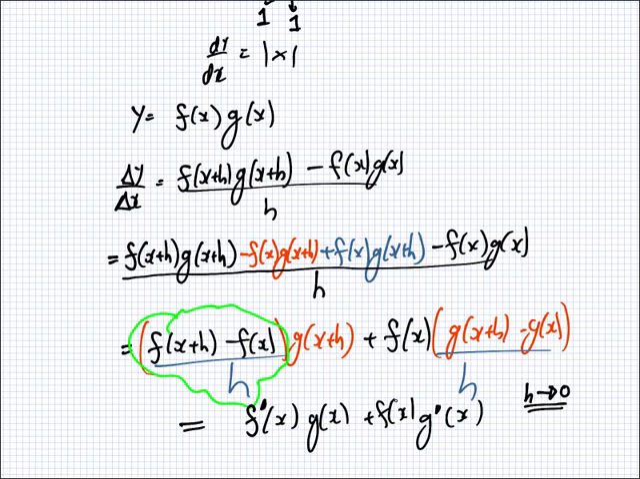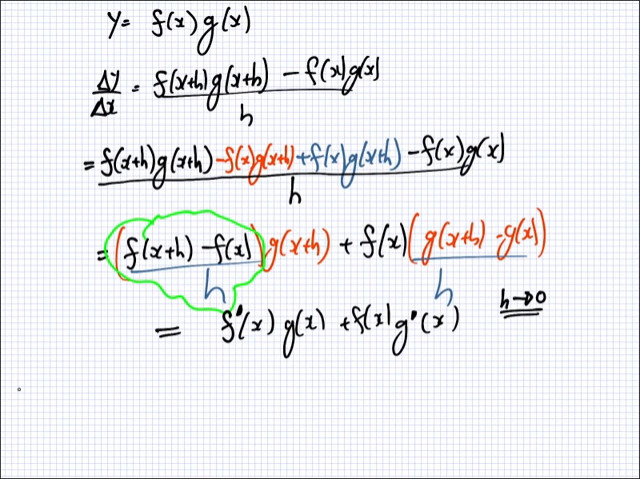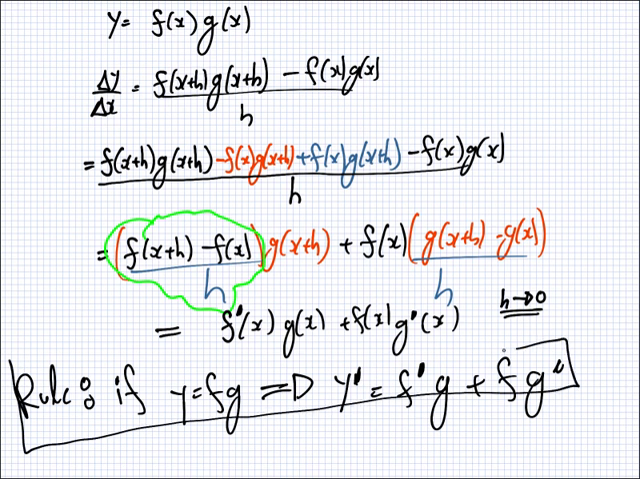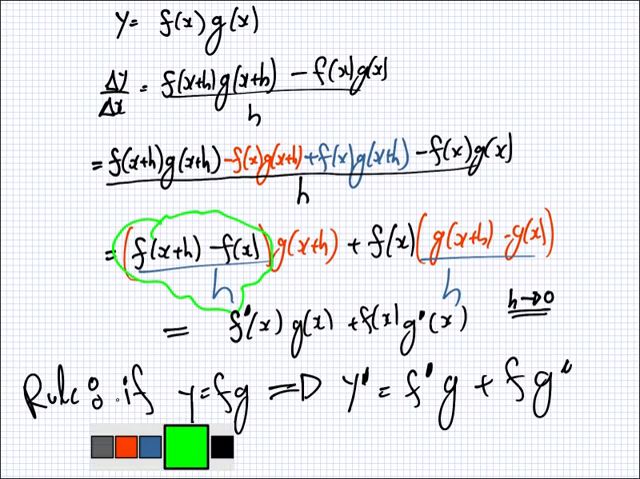So the rule is, if y equals fg, then y derivative equals f derivative times g plus f times g derivative. That is called the product rule. We're not going to apply all the h's.